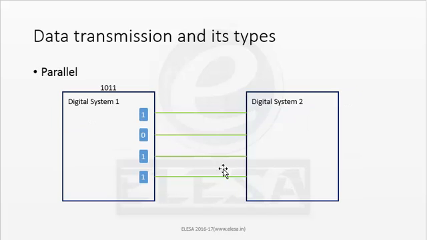Now, let's consider a case of parallel communication between the same two systems. Parallel communication requires as many number of wires as there are number of bits. So this data 1011 has 4 bits, hence we require 4 wires. All the 4 bits are placed on each individual wire at the same time. Hence they travel at the same speed and reach the digital system 2 at the same instant.